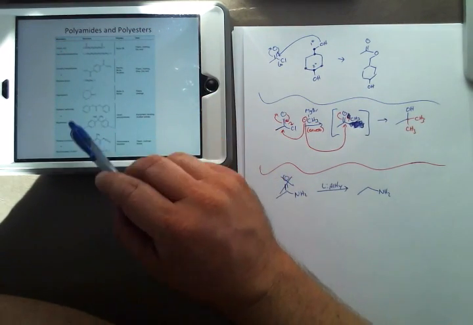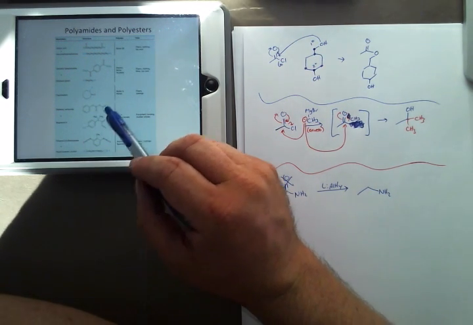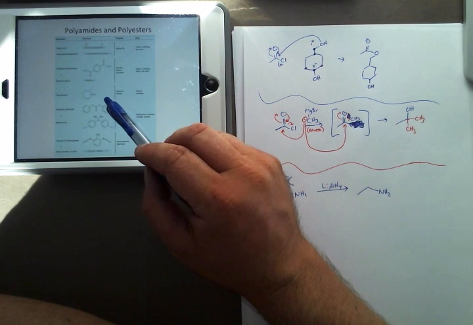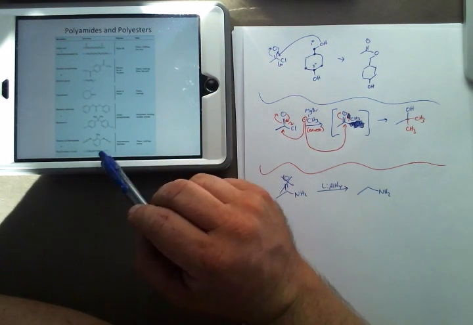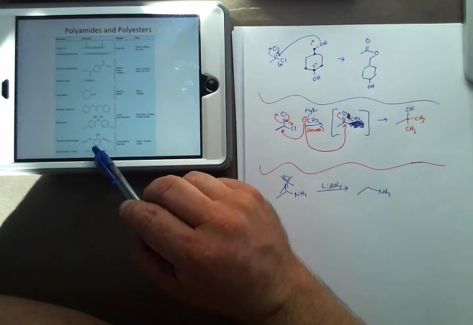Stuff like that. So if you make polycarbonate, this is very similar to these polyesters, but you have a carbonate group instead of a carboxylic acid. And then you can also have this group here. This is polyurethanes. These urethanes end up making polyesters, stuff like that.